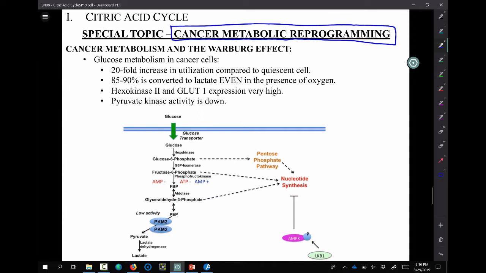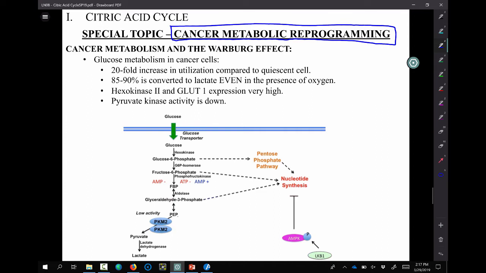And cancer is a really interesting study in metabolism because cancer cells have essentially reprogrammed metabolic output. They do things that a quiescent cell would not really do. By quiescent cell, I simply mean a cell that's not undergoing active division. Cancer cells would be the opposite of a quiescent cell. These are not only undergoing active division, but they are undergoing uncontrolled active division. That would be the definition of cancer.